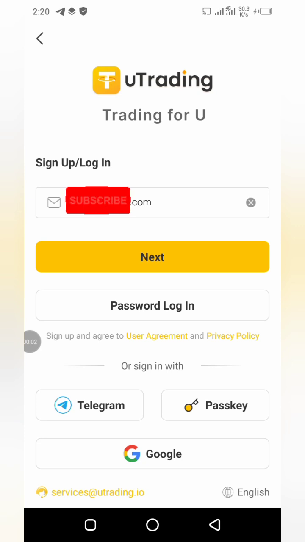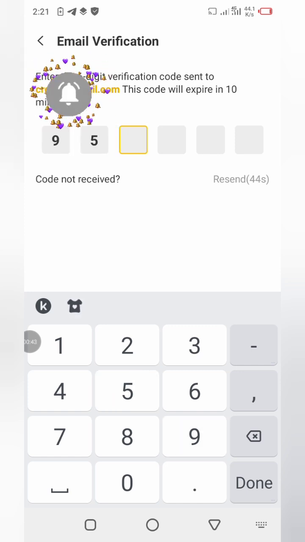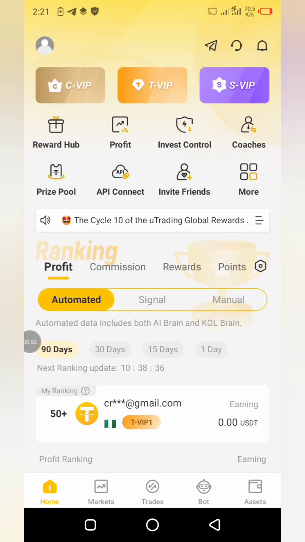Alright, so you click on the Utrading app, then you click on login, then you enter the code that was sent to you, 95974. So as soon as you log in, you click on markets.